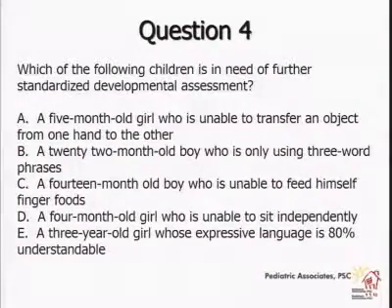Okay, 4, which of the following children is in need of further standardized developmental assessment? A, a 5-month-old girl who is unable to transfer an object from one hand to the other, B, a 22-month-old boy who is using only 3-word phrases, C, a 14-month-old boy who is unable to feed himself finger foods, D, a 4-month-old girl who is unable to sit independently, and E, a 3-year-old girl whose expressive language is 80% understandable.